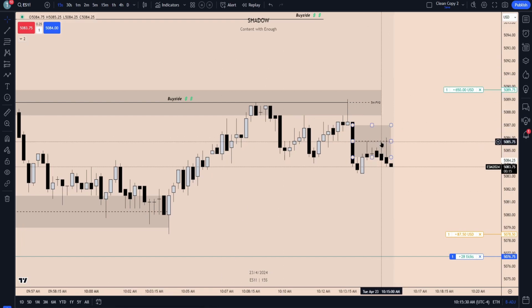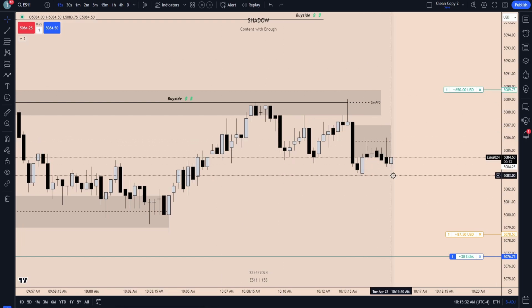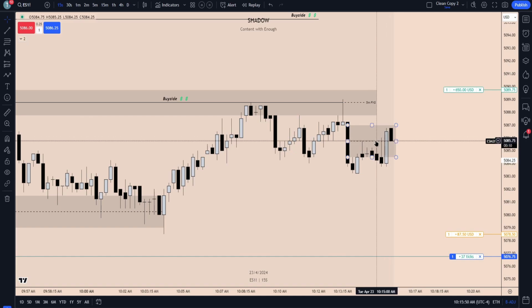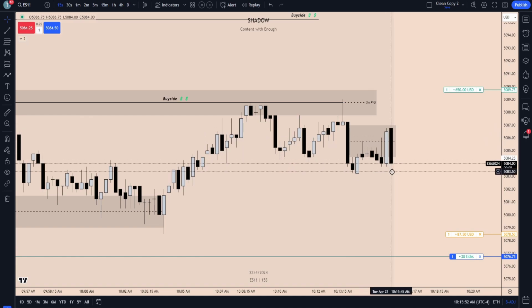Consequent encroachment. Oh, that's not good. And then we close below it again. We need to get above this quickly. Second attempt at consequent encroachment. Need to get above it. Nice, cool. So that's kind of what we want to see. Now we want to see this offer a support. Don't want to get all the way back below as we're trying to. Let's see.